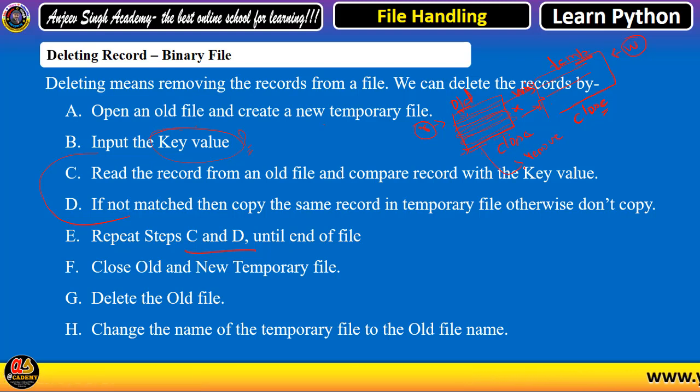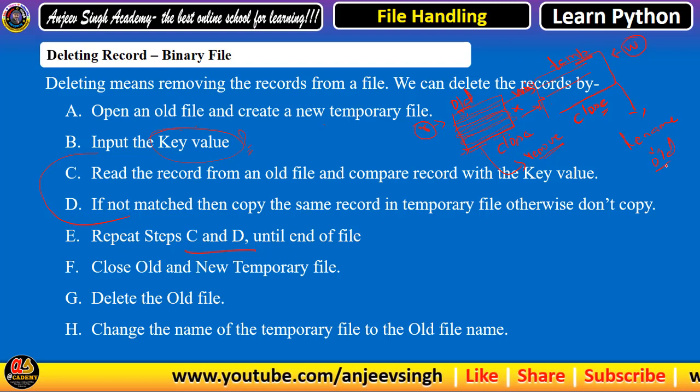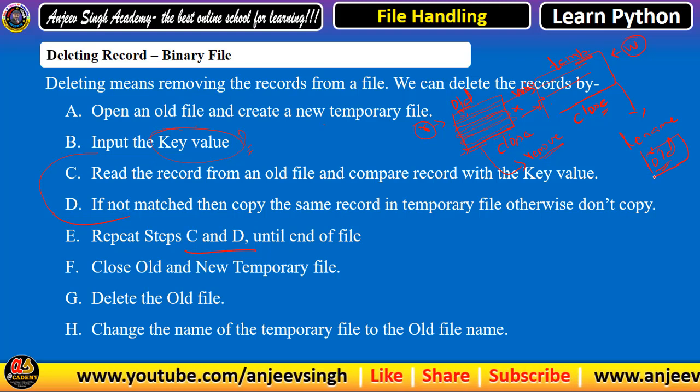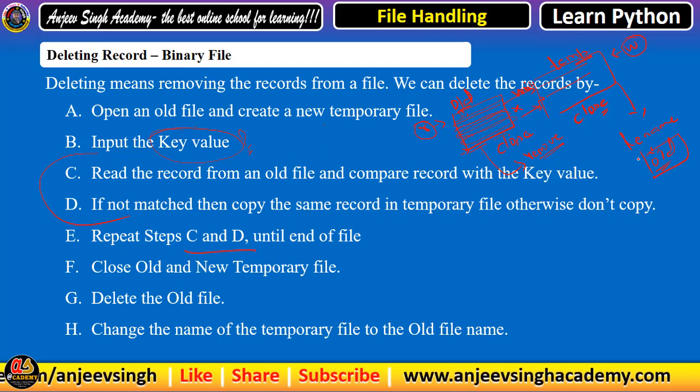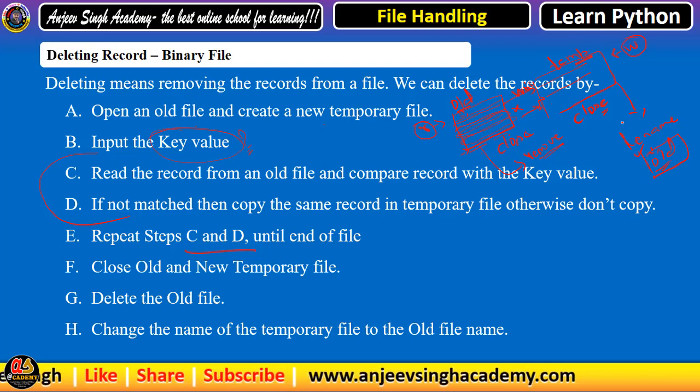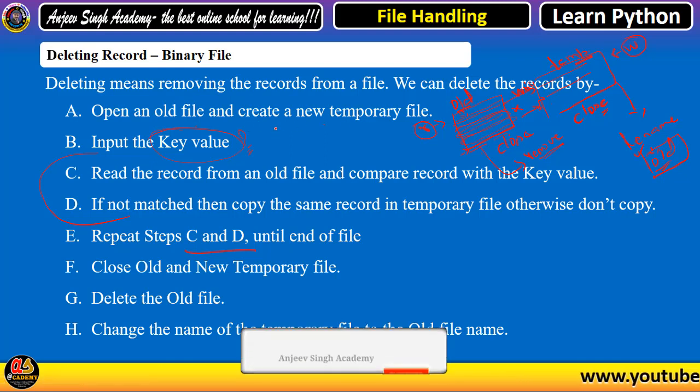You have to delete this file permanently. And you have to rename this file. After removing, you have to rename this file with the old file name. Okay, and finally you find what happened. The old file name, the newly created old file name, does not contain those records which you want to delete.